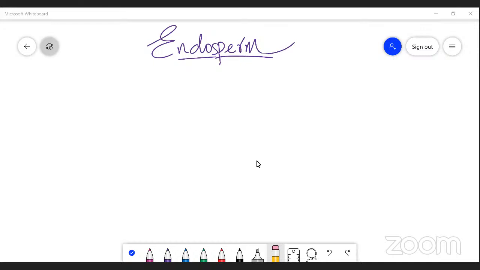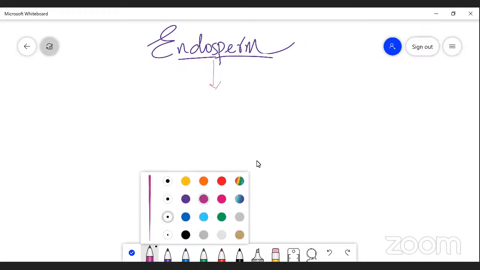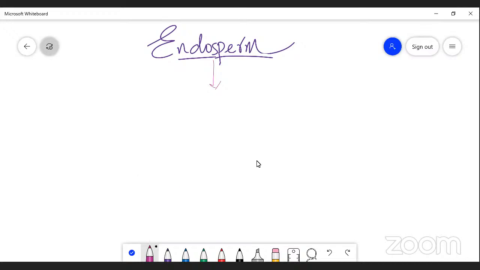Today we are going to discuss endosperm and types of endosperm. First of all, let me introduce endosperm. What is endosperm? Endosperm is a nutritive tissue that is derived from a triple fusion, right? So it can be designated by 3N.